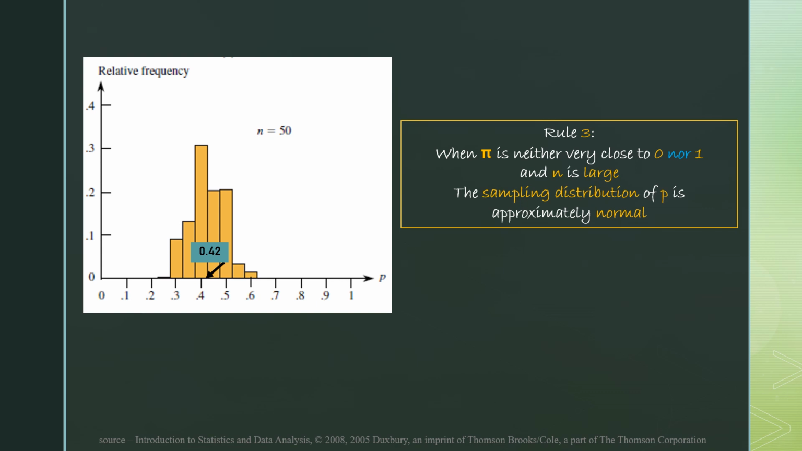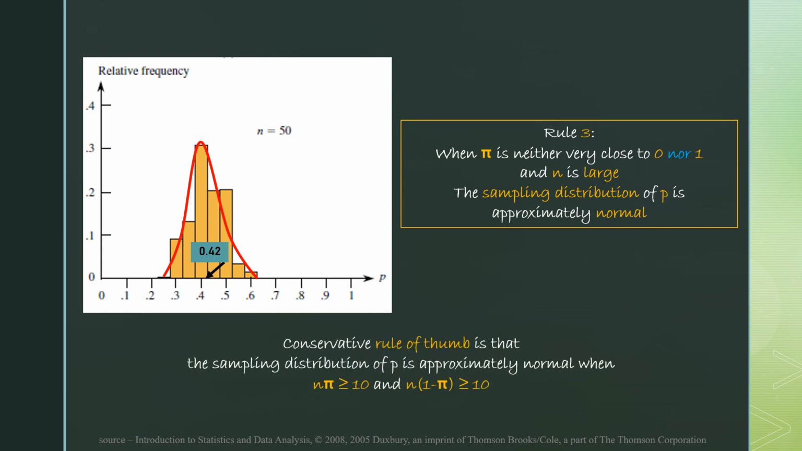Rule 3. When pi is neither very close to 0 nor 1 and n is large, the sampling distribution of p is approximately normal. A conservative rule of thumb is that the sampling distribution of p is approximately normal when n multiplied by pi is greater than or equal to 10 and n multiplied by 1 minus pi is greater than or equal to 10.